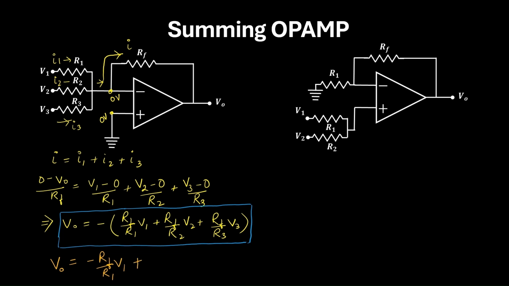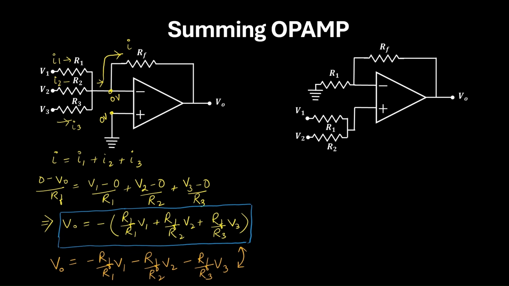Next, you ground V1 and V3. Then you apply the input at V2. So for that, the output will be minus RF by R2 into V2. Similarly, you ground V1 and V2, then apply the input at V3. So the output will be minus RF by R3 into V3. So if you see carefully, these two formulas are the same.